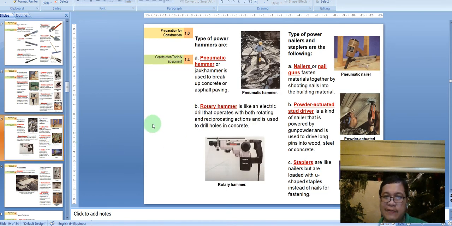Then you have different types of hammers: the pneumatic hammer, the rotary hammer. You also have the nailers or nail guns. So instead of hammering your nails, you just use a gun. Pressure is applied, then it's automatic. So it will already do something which will take 2 to 3 minutes for your carpenters using manual tools. Using your nail guns, I think it will just take 1 to 2 seconds to finish. So that's how efficient power tools are.